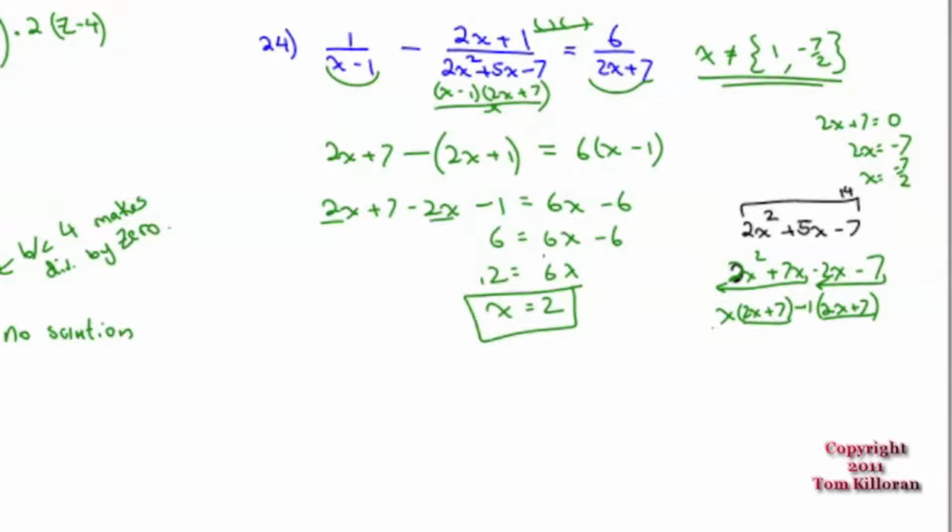1 over 3y plus 1 over 6y, all over 1 over 2y plus 3 over 4y.